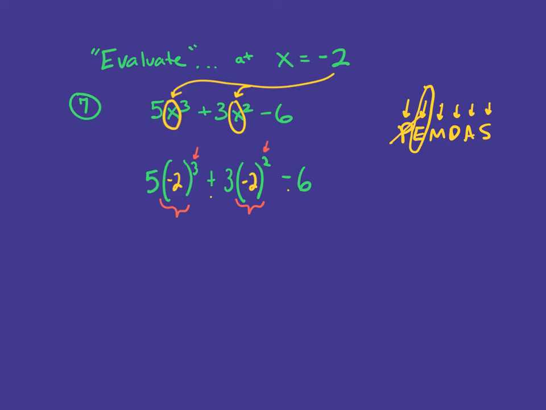So the -2 to the third power, that means -2 times -2 times -2. -2 times -2 is +4. Times another -2 is going to give you -8. And we've still got the 5 in front of it. All we've done is cube the -2. And then on the next part, we've got -2 squared. That just means -2 times -2, which we did just a minute ago. Negative times negative is +4.